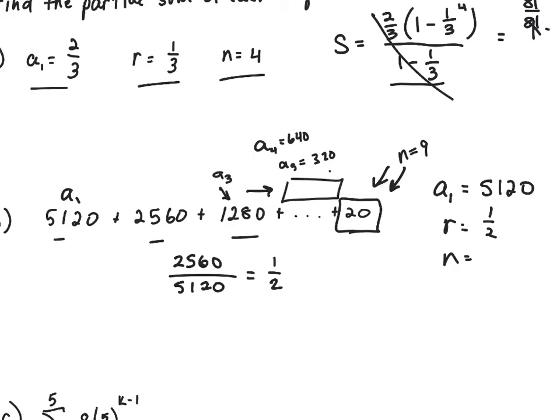The sixth term could be half of that, which is 160. The seventh term would be half of that, which is 80. The eighth term would be half of that, which is 40. So then the ninth term would be half of that, which is 20. So it does seem to check out.